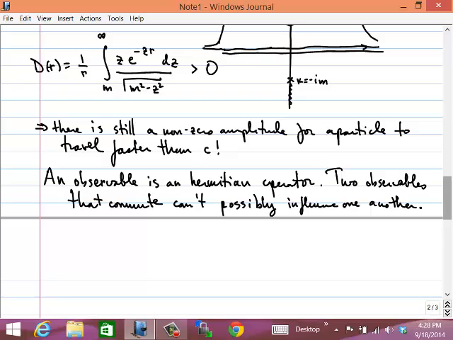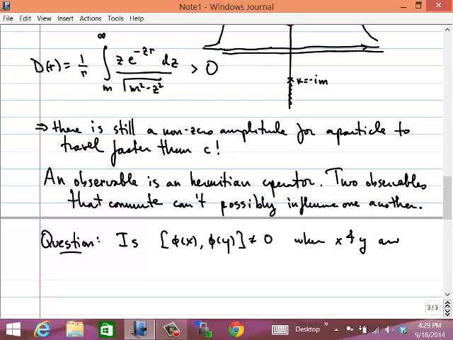So that means that when I ask questions about causality, I really shouldn't be asking about the two-point function of the scalar field, this expectation value of phi x, phi y that I was talking about. Really, I should have asked the question of whether the commutator of phi of x, phi of y is non-vanishing when x and y are space-like separated.